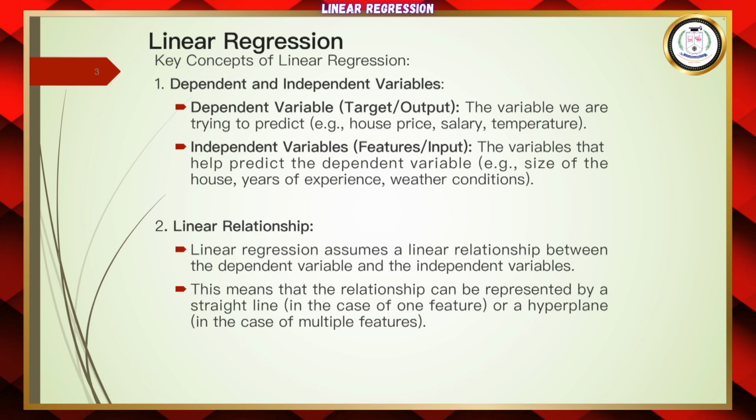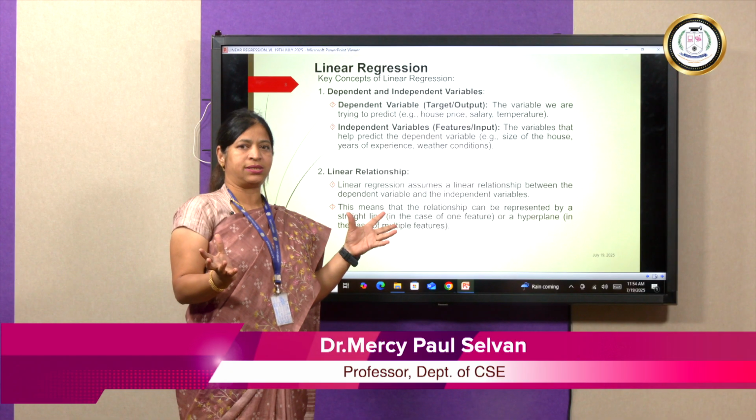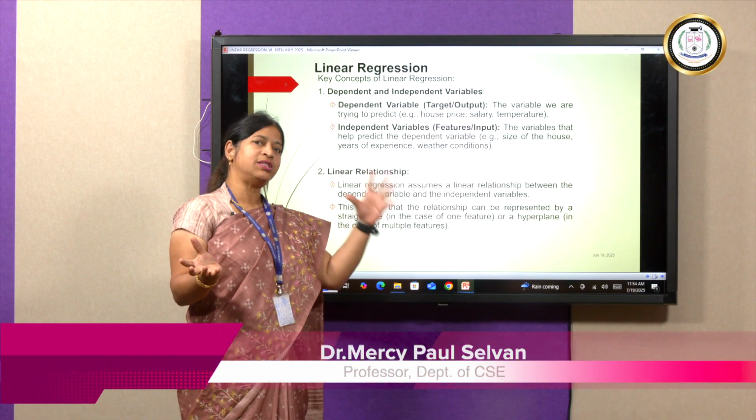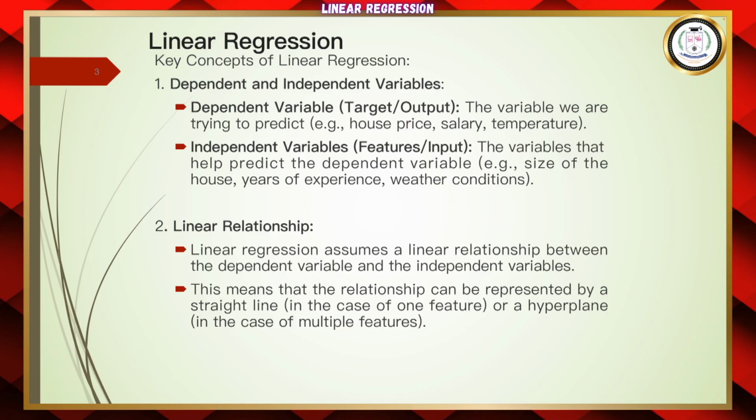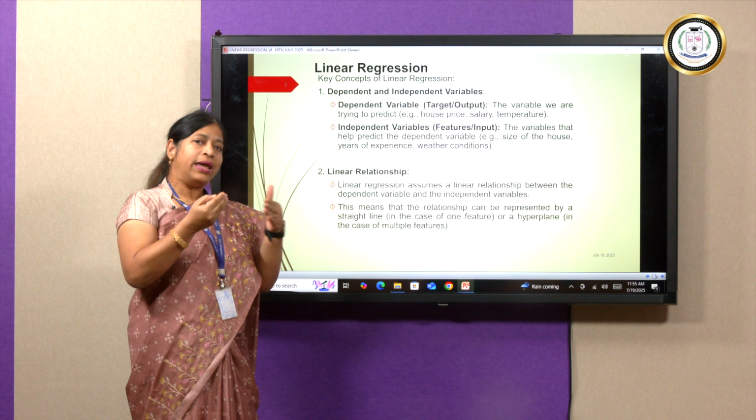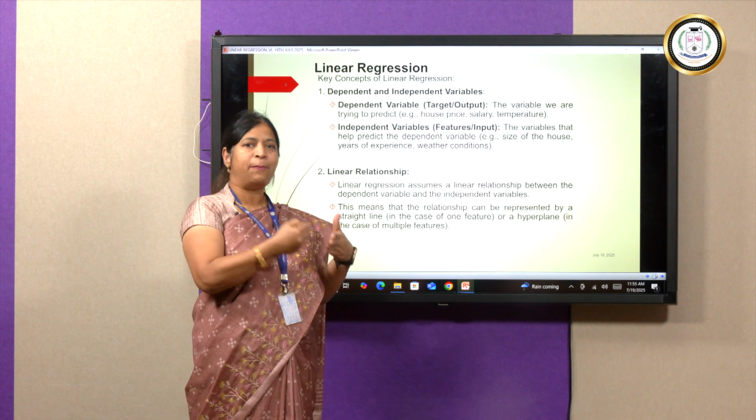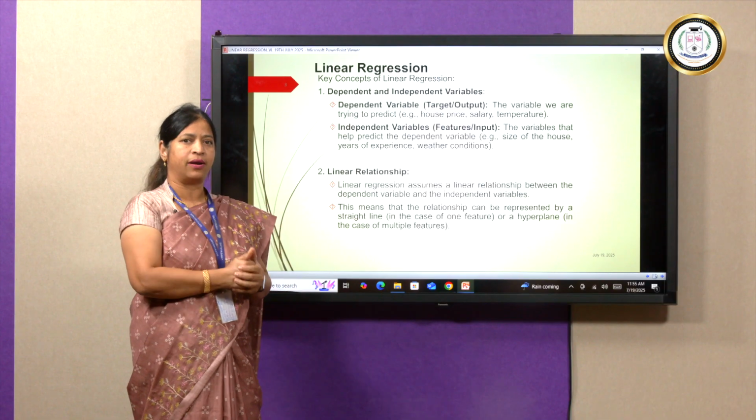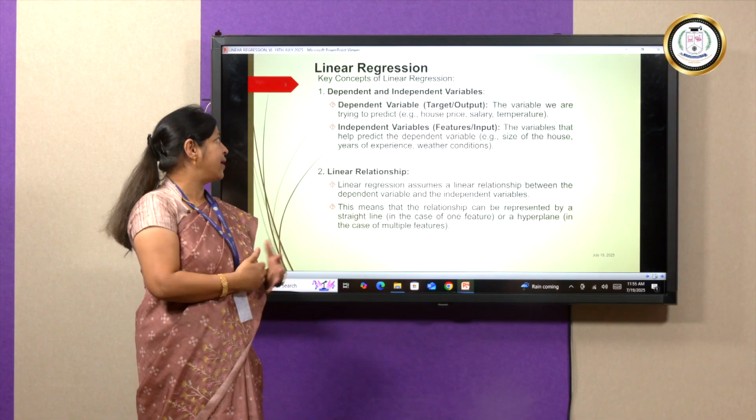Key concepts of linear regression are: what is dependent variable, what is independent variable. I told you we are going to figure out the relationship between two variables. One is the x parameter, the other one is the y parameter. The x parameter we call the independent variable and the y parameter we call the dependent variable. Y is depending on x, so we always call the y parameter the dependent variable, whereas x never changes in the data set, so we call x the independent variable.